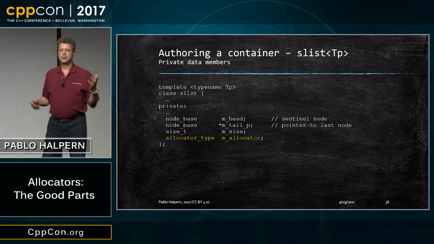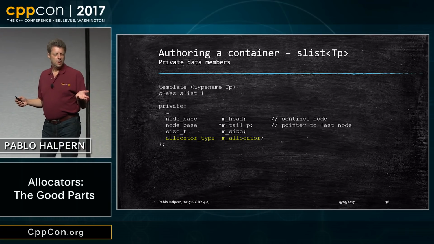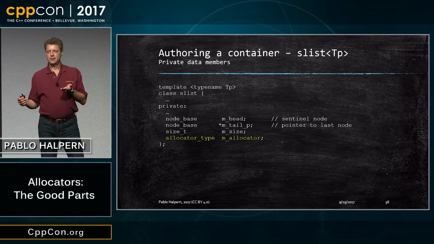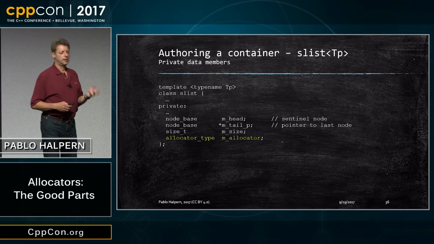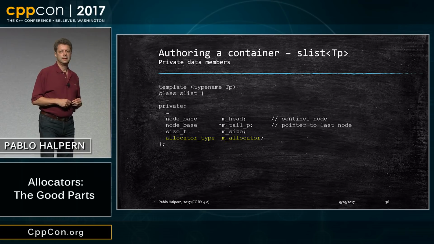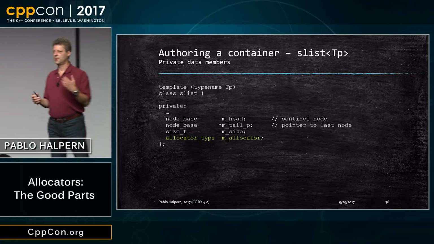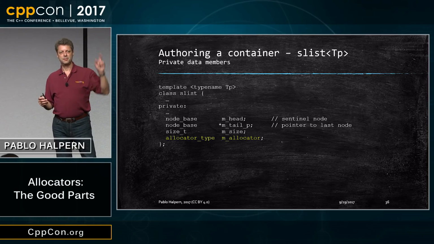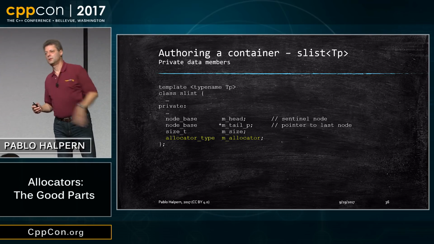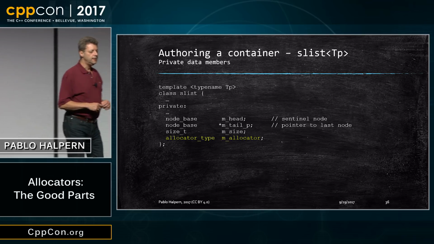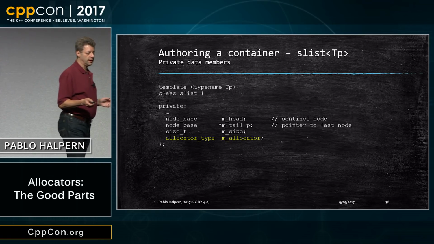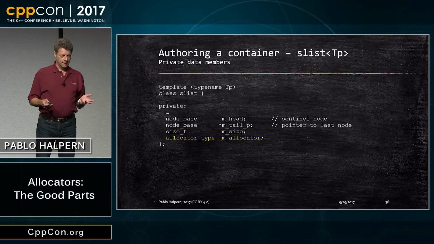Now, let's look at our actual implementation. We have our head, which is this pointer to node base, our tail pointer, our size. We always have to keep track of size because typically you want your containers to be able to return their size in constant time, which means you can't just count the elements, which would be order n. And we have our allocator type.